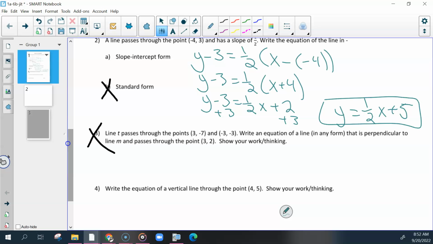So if you got that, good job. If not, double check your work. Go back and fix that work. Do we have any questions on that one before we continue?